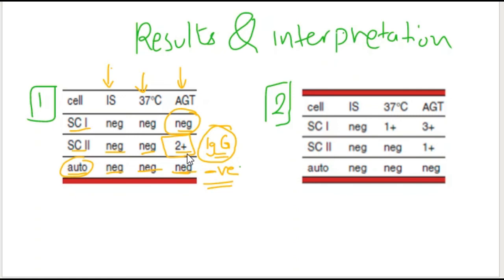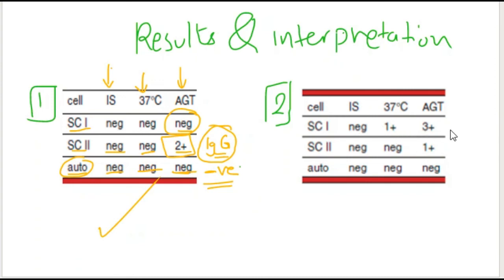So both of them, autologous result and screening cell result, help us to determine if the antibody is allo or auto. Let's see the other example. So here we understand that. Let's move to other cells.